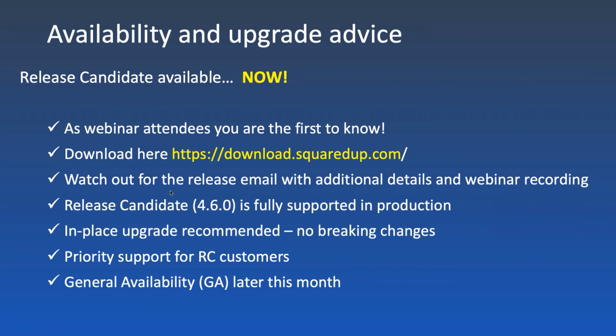Okay, so availability. The 4.6 release candidate is available now. Please head over to downloads.squaredup.com and you can get your copy of SquaredUp for SCOM and Azure 4.6 today. We'll send out the normal follow-up email afterwards with the recording. And just so you know, we do support our release candidates in production. So feel free to install it today and start taking advantage of this new functionality.